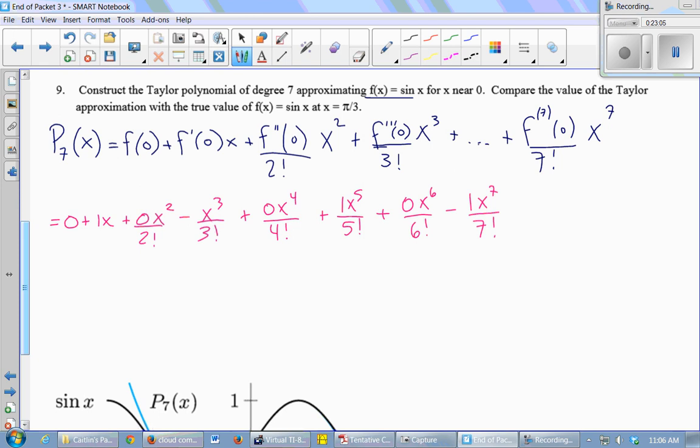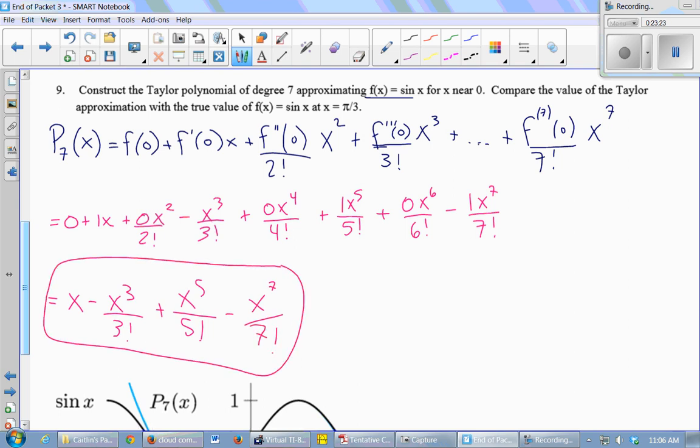Okay, and then I can get rid of all these terms that have 0 coefficients, and I just end up with x minus x cubed over 3 factorial plus x to the 5th over 5 factorial minus x to the 7th over 7 factorial. That's the 7th degree Taylor polynomial that approximates sine of x near 0.